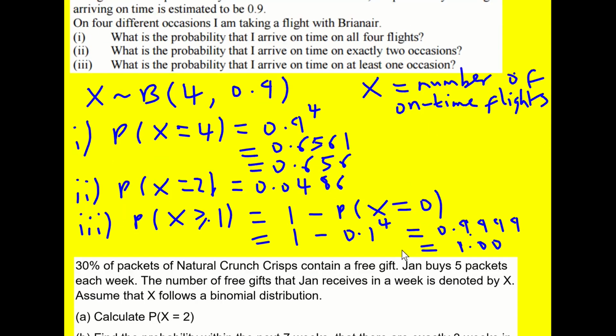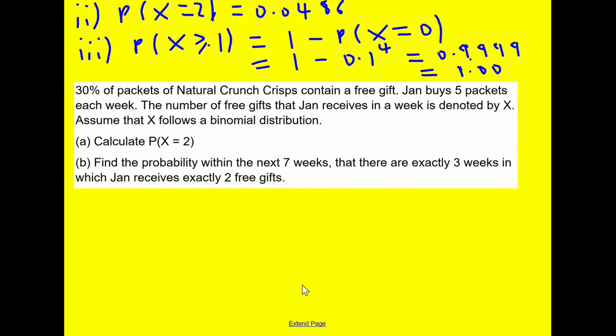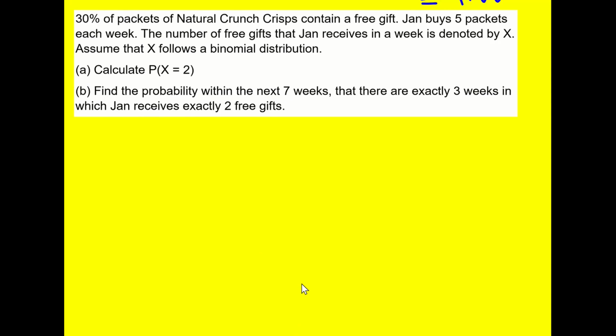Okay, one more question. This does bring in one other feature, so stick with it, have a go at it, and especially think about part B. So the number of free gifts that Jan receives in a week is denoted by X, and this is going to follow a binomial distribution. We've assumed that. There are 5 trials because she buys 5 packets each week, and the probability of getting a free gift within our natural crunch crisps is 30%, which I'm going to straight away change to a decimal, 0.3. And again, we've turned it more just into the maths, forget about the words.